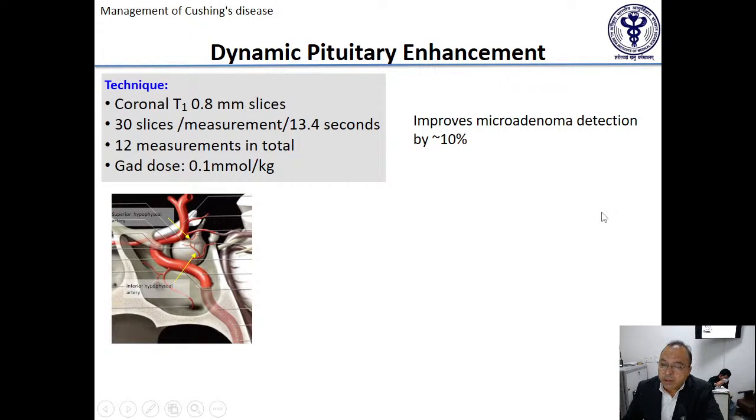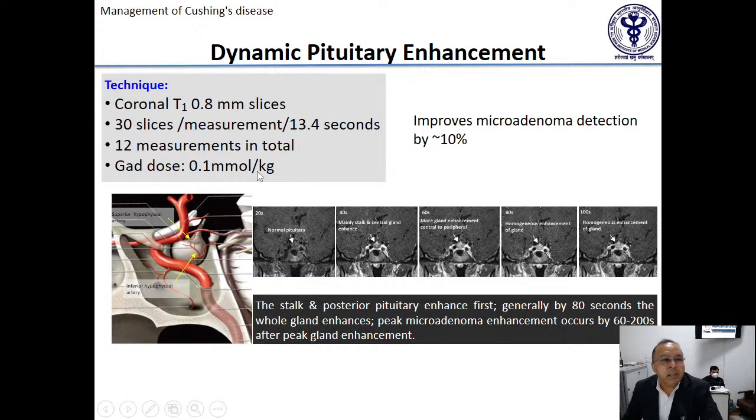This dynamic pituitary imaging improves microadenoma detection by 10%. Here we take sub-millimeter sections covering the whole of the sella. The temporal resolution is around 14 seconds, and we take 12 measurements. The normal pituitary gland is outside the blood-brain barrier, so it shows enhancement. In the beginning, the enhancement will be seen in the region of the stalk and the base of the stalk, and then later on, the whole of the pituitary gland shows enhancement by 80 seconds.